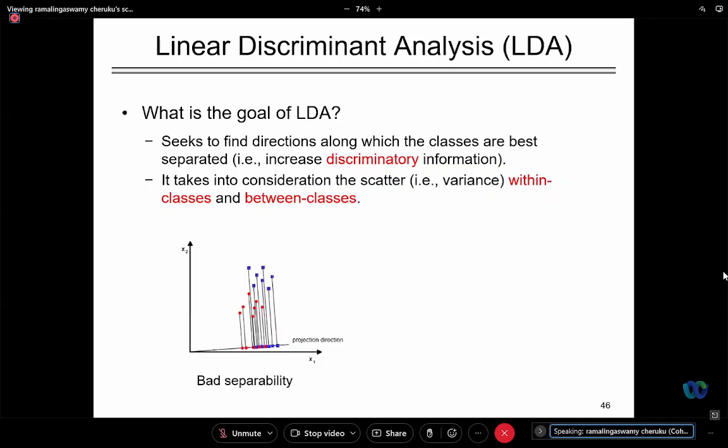If you look, when I'm projecting the data, this is my whole data. When I'm projecting onto this direction, what is happening? There are some data samples which are already overlapped.